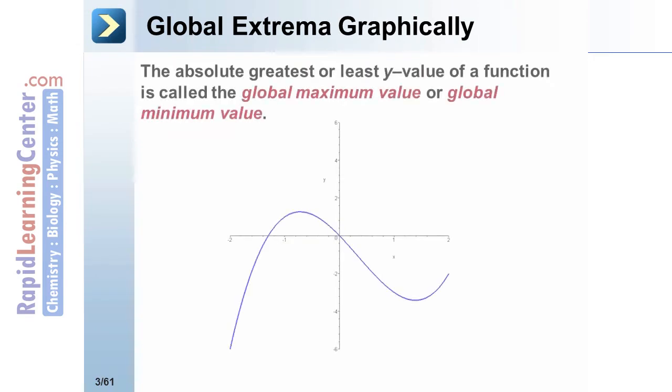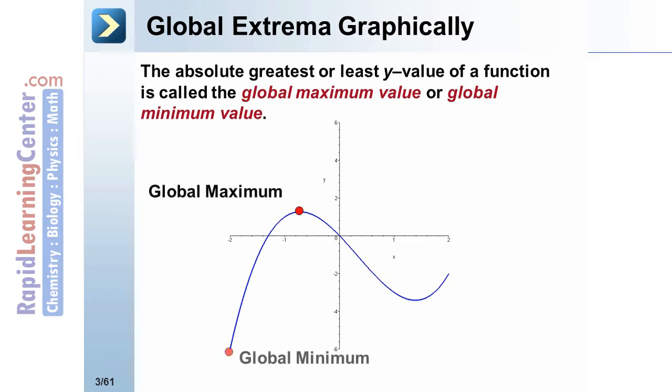Let's take a look at the global extrema graphically. The absolute greatest or least y value of a function is called the global maximum or the global minimum.